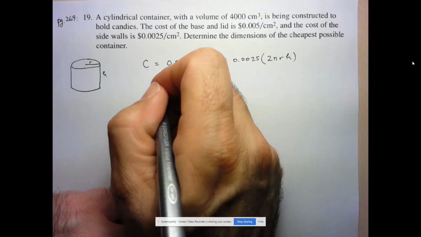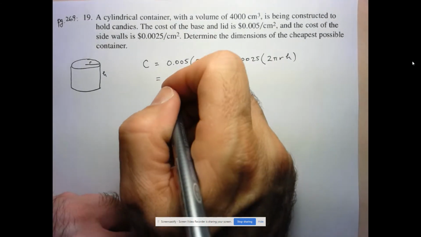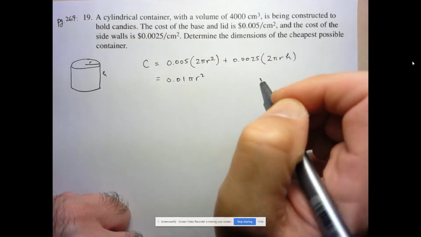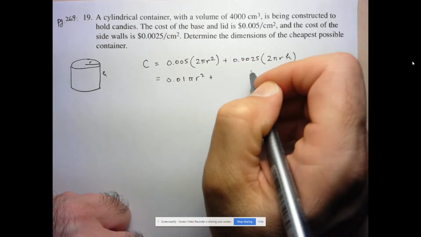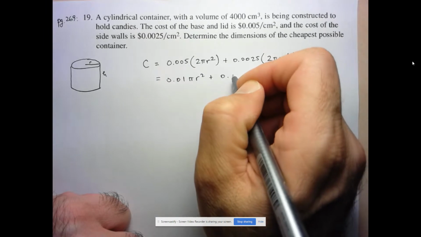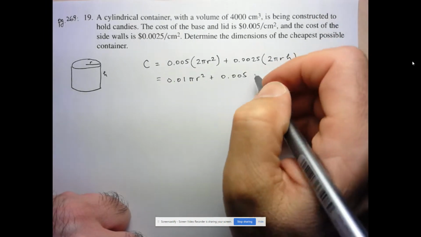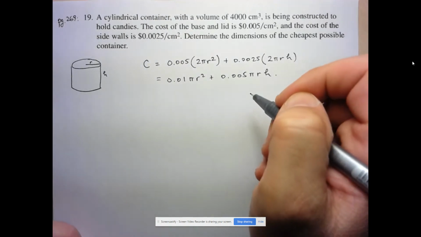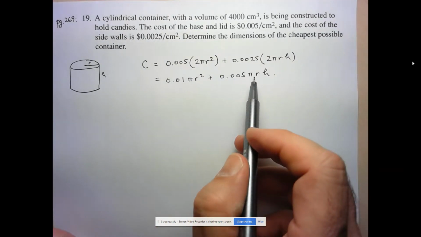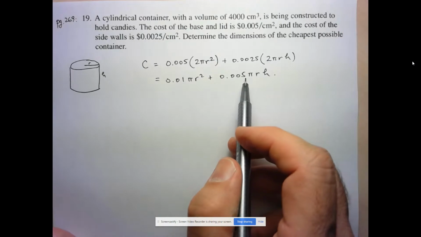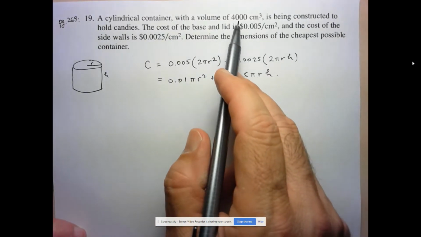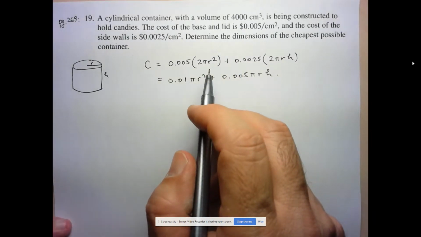All right, so we can clean this up a little. So this will be 0.01 pi r squared plus, I guess this will be 0.005 pi rh. But we still have the issue of 2 variables in our function. All right, we need to bring that down to 1. But they give us this extra piece of information. They give us the total volume of the can.